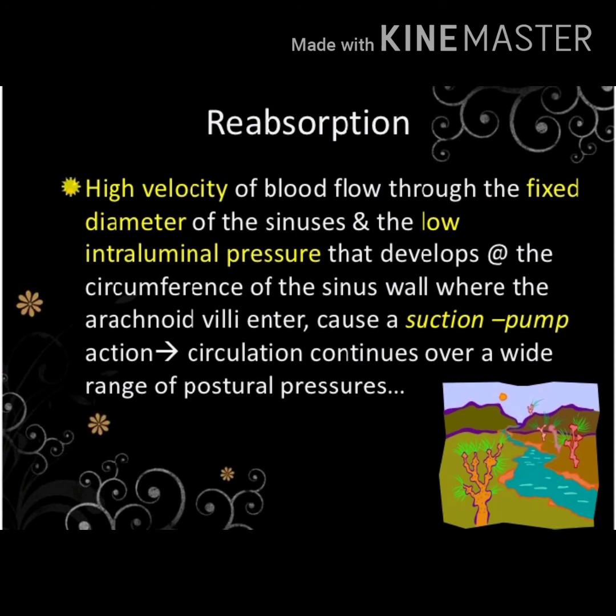Here, the high velocity of the blood flow through the fixed diameter of the sinuses and the low intraluminal pressure that develops at the circumference of the sinus wall where the arachnoid villi enter cause suction, and it reabsorbs by suction pump action. Its circulation continues over a wide range of postural pressures, and simultaneously it reabsorbs by the suction pump action.